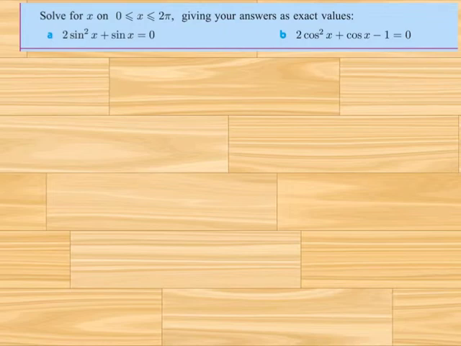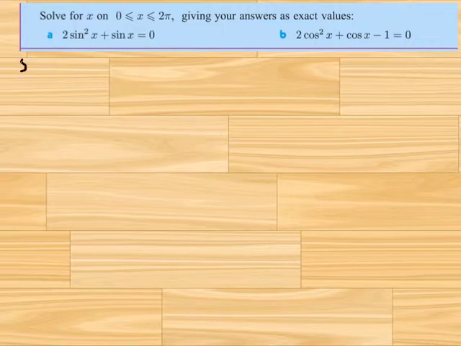Alright, so we're going to solve trigonometric equations again, but this time we're solving trig equations that are quadratic in nature. So we're going to start with A, solving that for 0 to 2 pi. We want the exact values. Now notice that quadratic is equal to 0, so when quadratics are equal to 0, we factor.